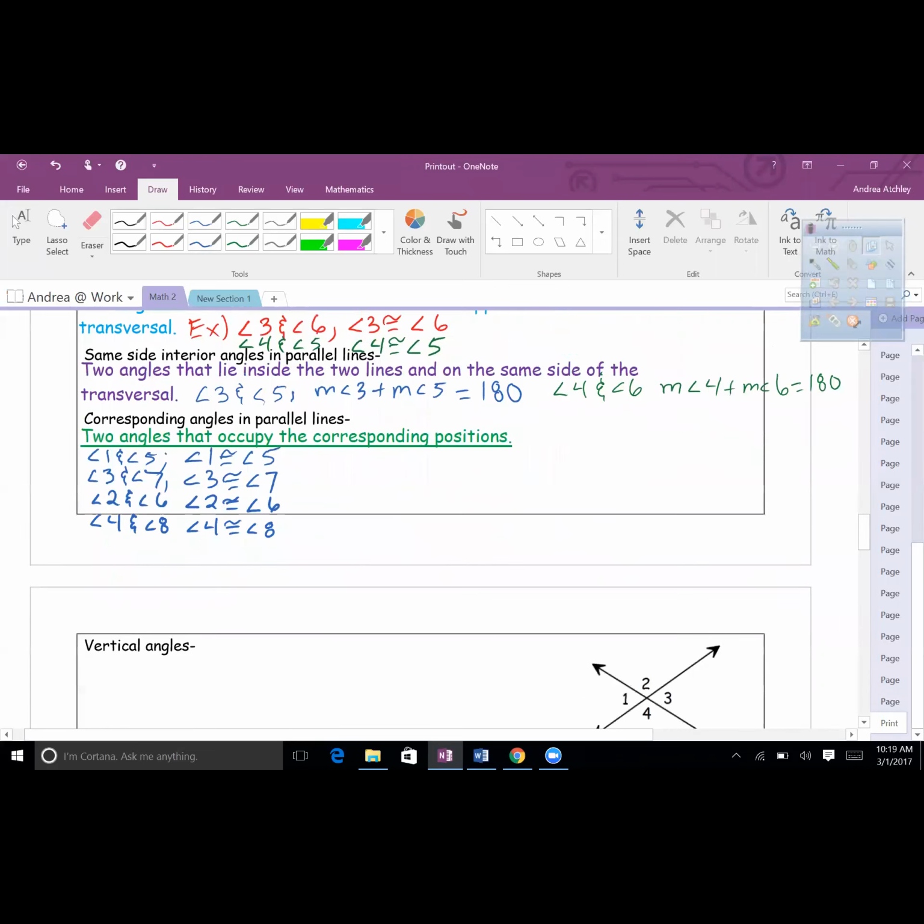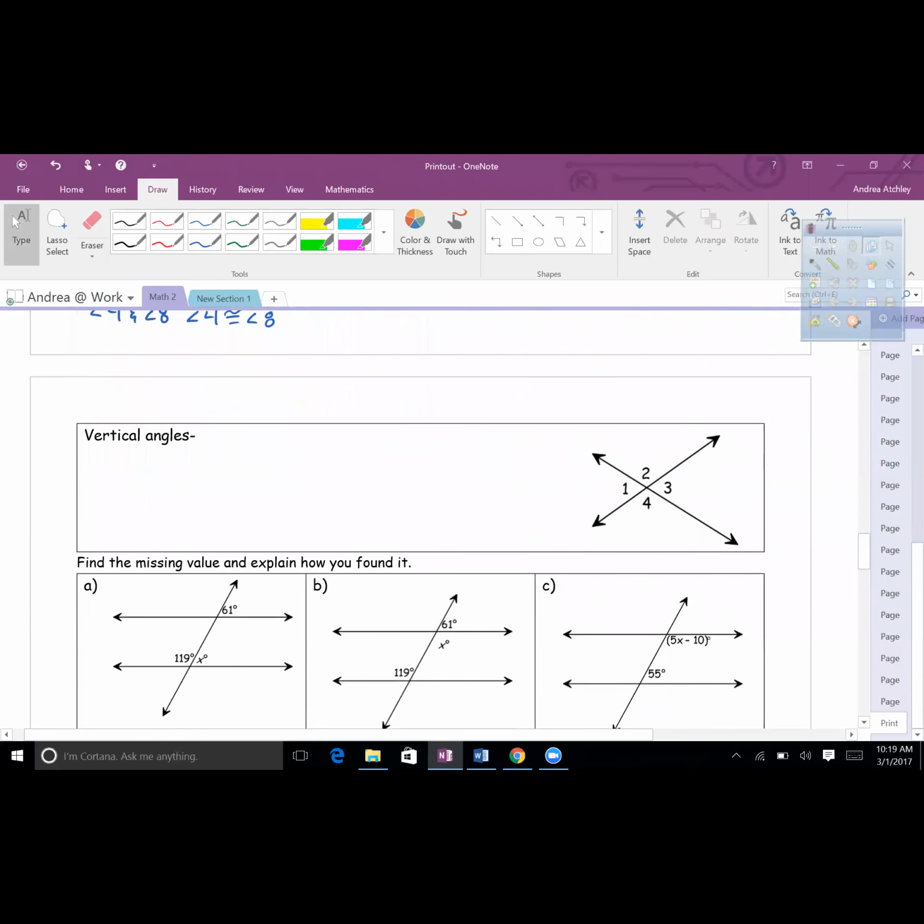Okay, one more set of angles to learn about. Okay, vertical angles. Vertical angles are just formed when two lines intersect.